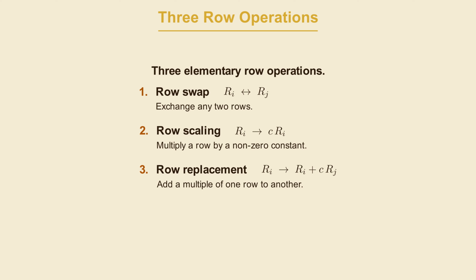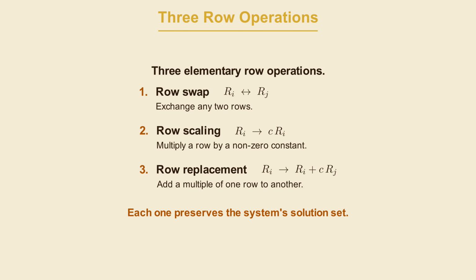So where do these three operations come from? The idea is that each of them preserves the solution set of the underlying system. So swapping two rows just changes the order that we've listed the equations in. Scaling a row by a non-zero number is the same as multiplying both sides of one equation by a non-zero number, which is why in any algebra class, you'll learn that that's completely fine.